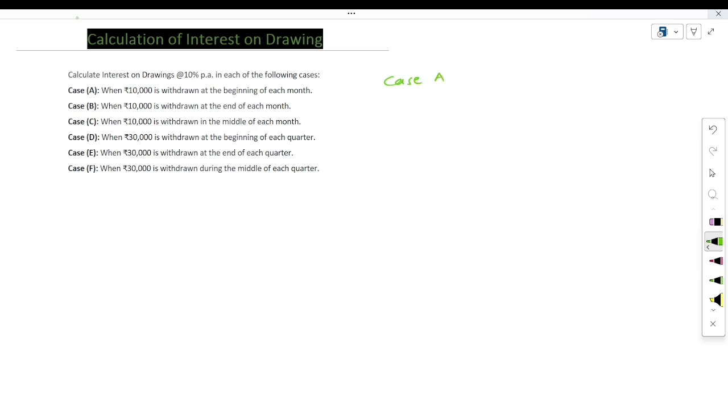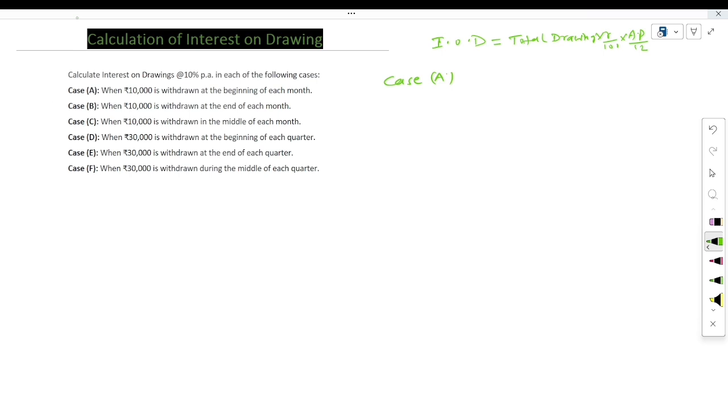For case A, first of all we will solve the problem. When rupees 10,000 is withdrawn at the beginning of each month, first of all you have to remember the formula of calculating interest on drawing. What formula will we use here? Total drawing into rate of interest upon 100 into average period upon 12. This is the formula we are going to use to solve this problem.